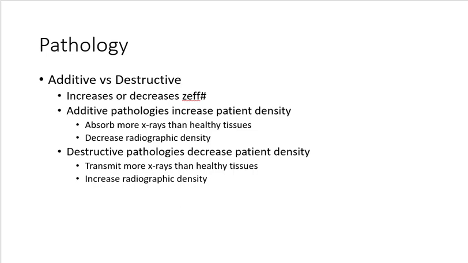They absorb more x-rays than the normal tissue. I say healthy tissue here, but it could be healthy tissue and still have an increase in tissue type or tissue density. So it absorbs more x-rays than normal tissue and therefore decreases radiographic density. Destructive pathologies decrease patient density, so they transmit more x-rays than normal tissue, and it increases radiographic density.